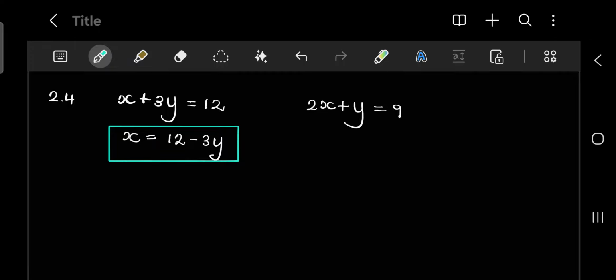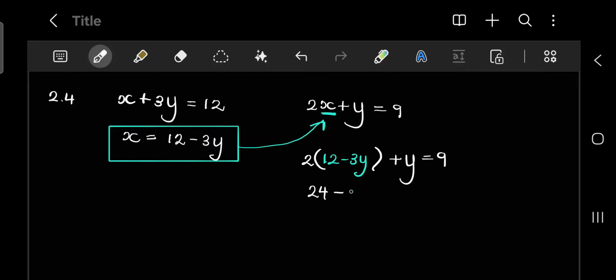So at the moment, it is as if we know what x is equal to. So we're going to take this value for x and substitute in the second equation where we have x. So we've got 2 into, and in place of x, we are going to write 12 minus 3y. Let's keep the rest of it as is, plus y is equal to 9.